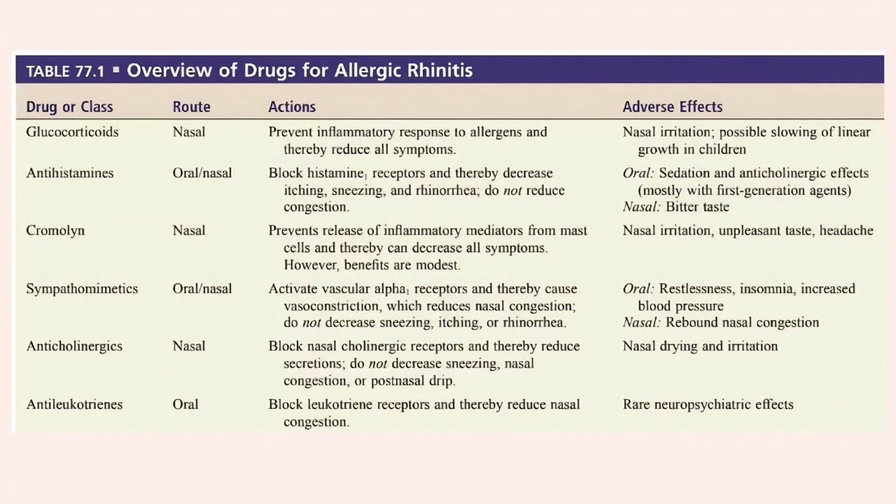Next are the anticholinergics. Their actions: they block nasal cholinergic receptors and thereby reduce secretions. They do not decrease sneezing, nasal congestion, or postnasal drip. The adverse effects: nasal drying and irritation. Lastly, anti-leukotrienes. The action: they block leukotriene receptors and thereby reduce nasal congestion. The adverse effect: rare neuropsychiatric effects.